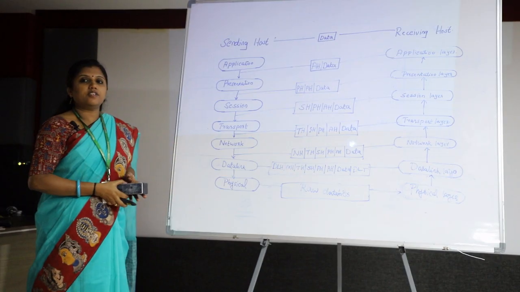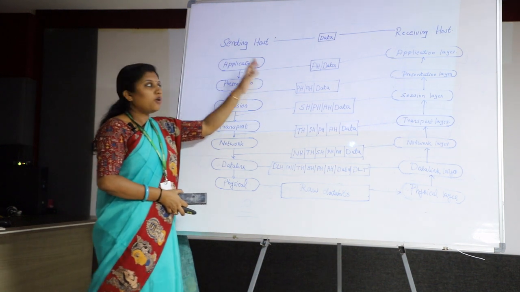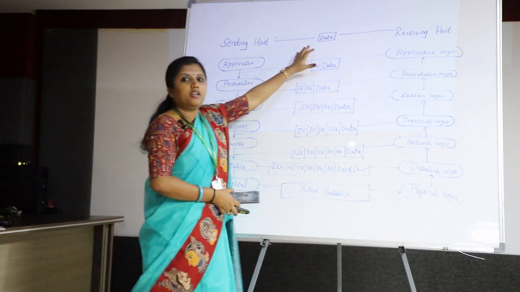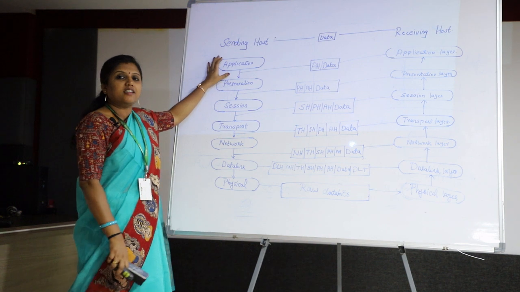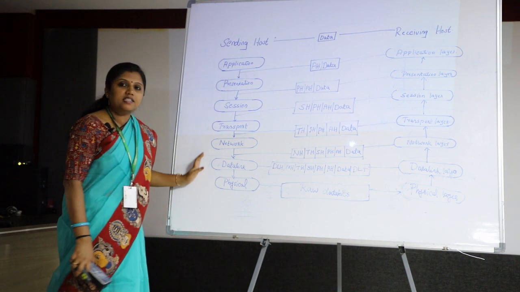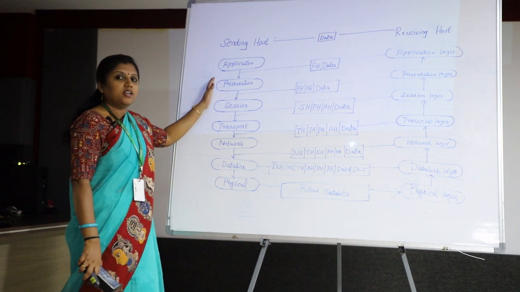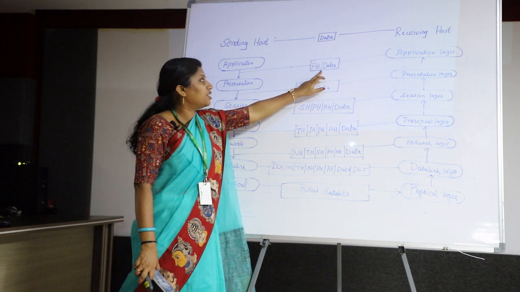We can see the working of the OSI reference model. Here there is a sending host and a receiving host, and you have data to send. A message starts at the top, at the application layer, and moves down through the OSI layers until it reaches the physical layer. As the message descends, each layer adds its own header information to the data.